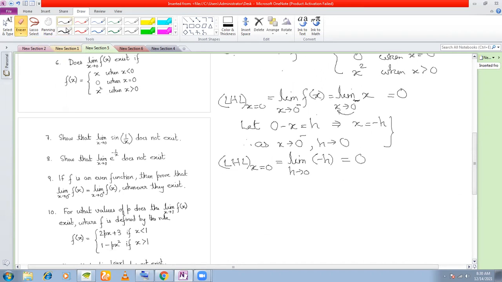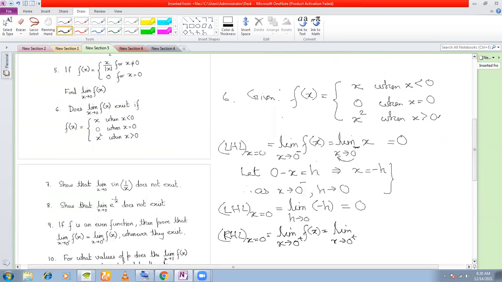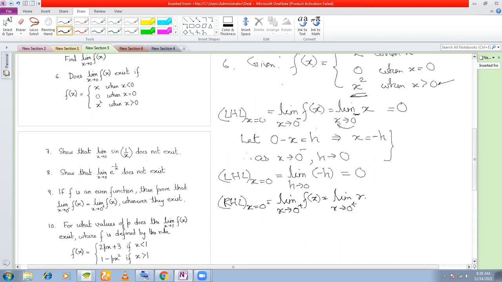Okay, sir. So left hand limit and the right hand limit similarly is limit x tends to 0 plus f(x). Now, what is the value of f(x) if x is approaching 0 from values that are higher than 0? If you see in the function, for x greater than 0, the value of the function is x square, which is equal to 0 square. Put it directly. Okay. So you get 0.